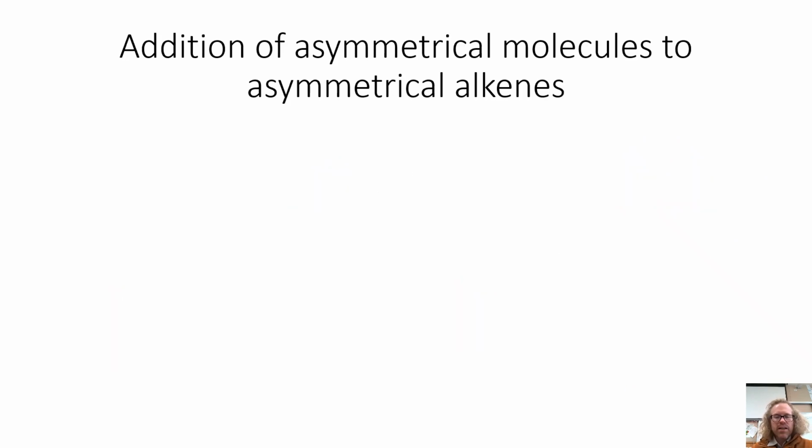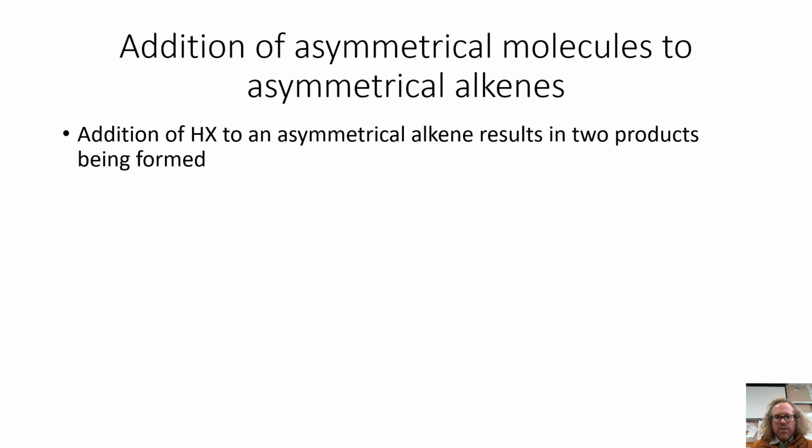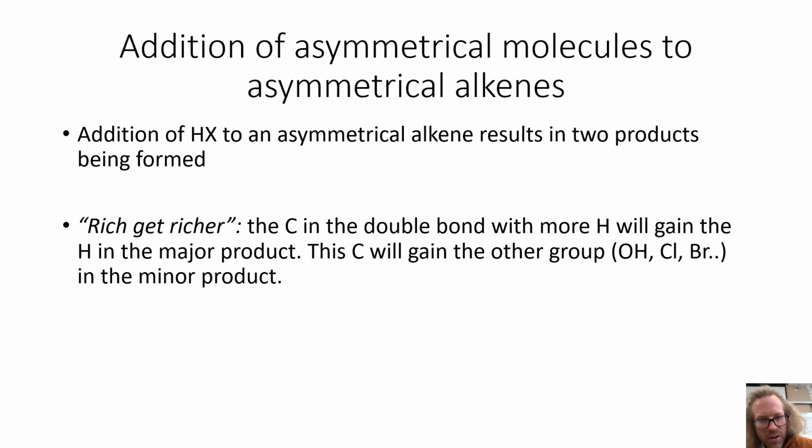Now, if we add this sort of addition to an asymmetrical alkene, so an asymmetrical molecule, so it's not symmetrical. For example, HX, where it could be HCl or HBr. If you add that to an asymmetrical alkene, you can result in two products. Well, you will result in two products. And one thing you need to be able to determine is which one will get made the most of. That's called the major product.